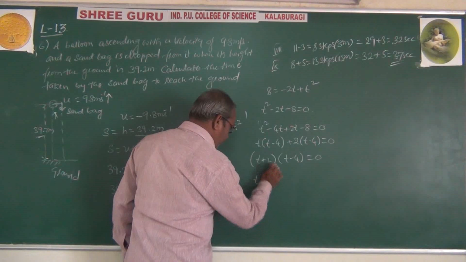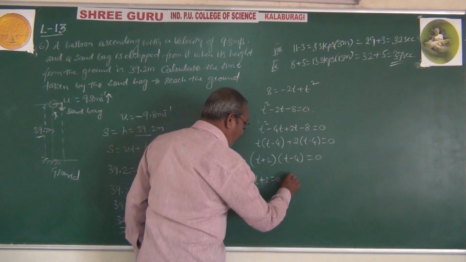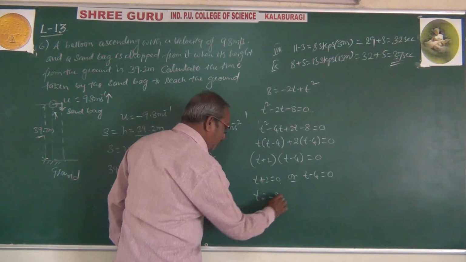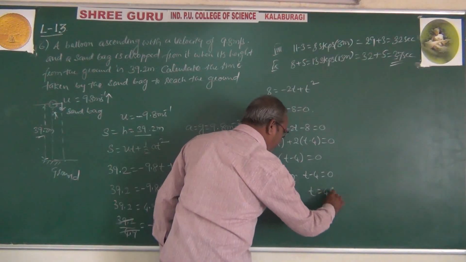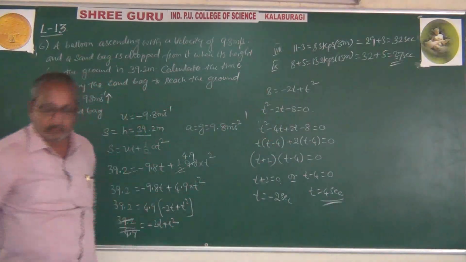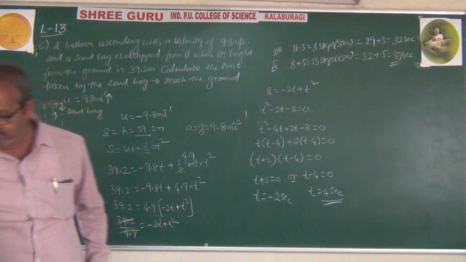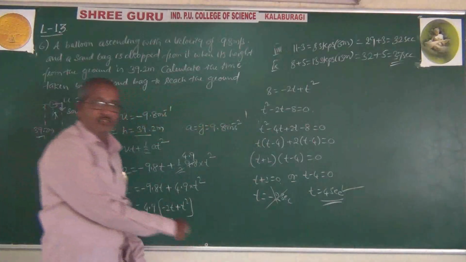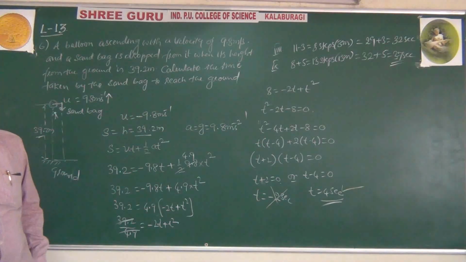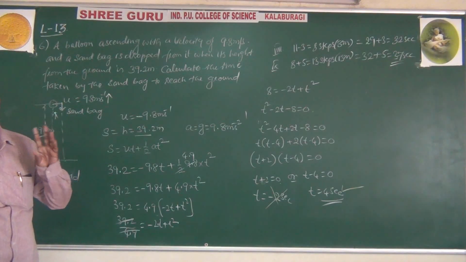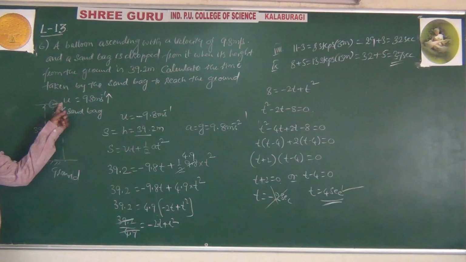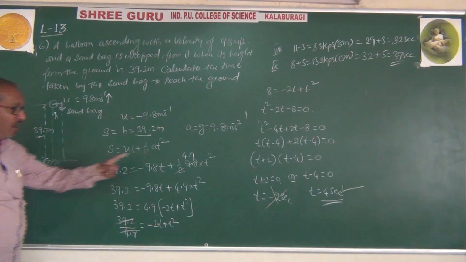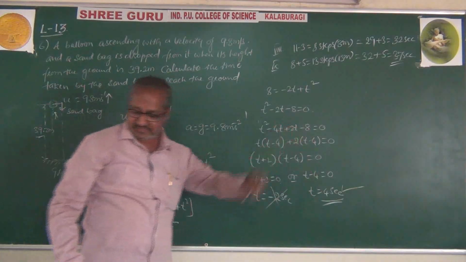Therefore t plus 2 equal to 0 or t minus 4 equal to 0. Here we get t equal to minus 2 seconds, or t equal to plus 4 seconds. But time is not negative. Time is always positive, so we have to take that. So the time taken is 4 seconds. The sandbag takes 4 seconds to reach the ground after being dropped from this position.